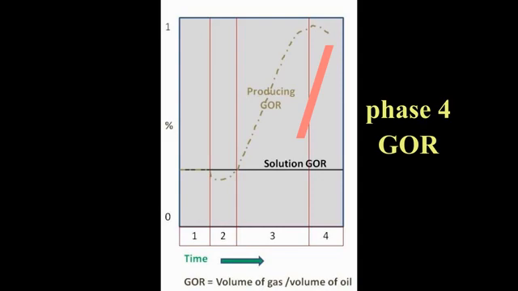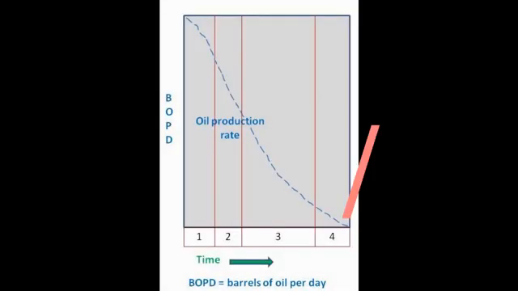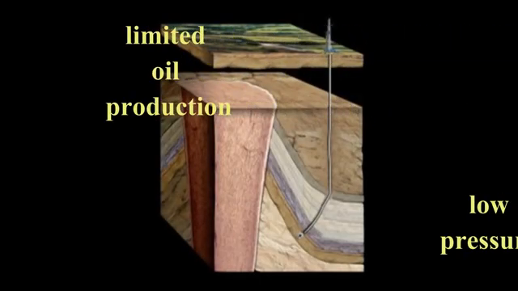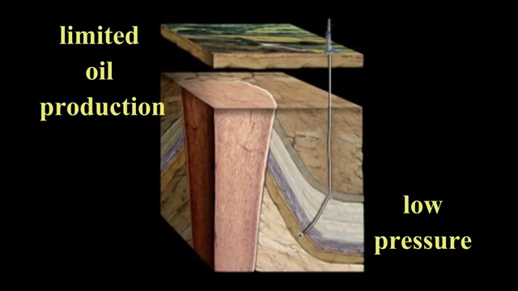In phase 4, the producing GOR turns downward on the graph. The remaining oil has been depleted of its solution gas. It is at this point the production declines to its economic limit. Since there is very limited oil production with low pressure, this well will most likely be abandoned.